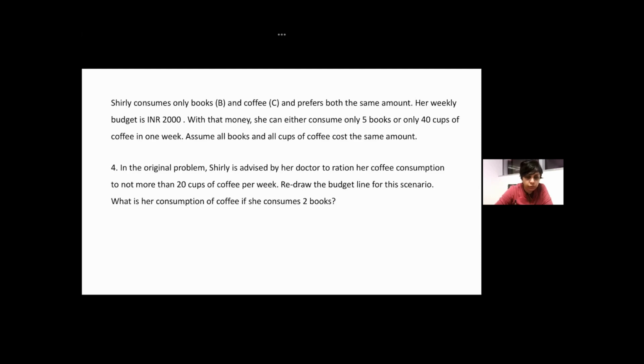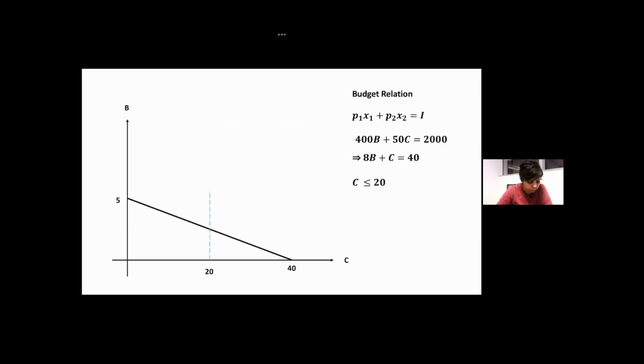Okay, so let's go to this. This was the original graph, right? This was the original budget line, and this was the original values at the p equal to 0 and c equal to 0 points. Now what we know is that c cannot be more than 20. That is all that is given. Nothing else is changed. So the budget is the same.